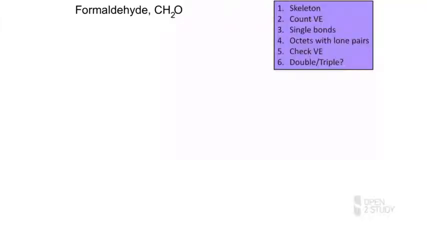So let's draw our formaldehyde. Just like before, we start by drawing our skeleton of the structure. So once again, least electronegative element goes in the middle. In this case, that will be the carbon. It's less electronegative than oxygen. So carbon in the middle, and the other 3 atoms around it, like so.